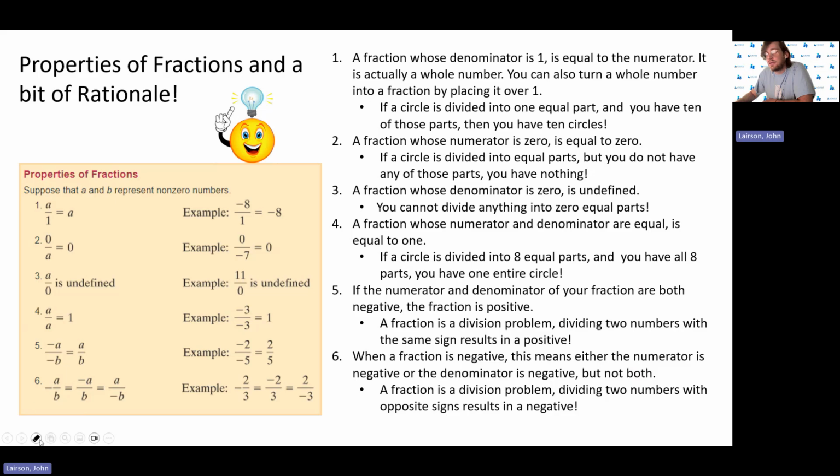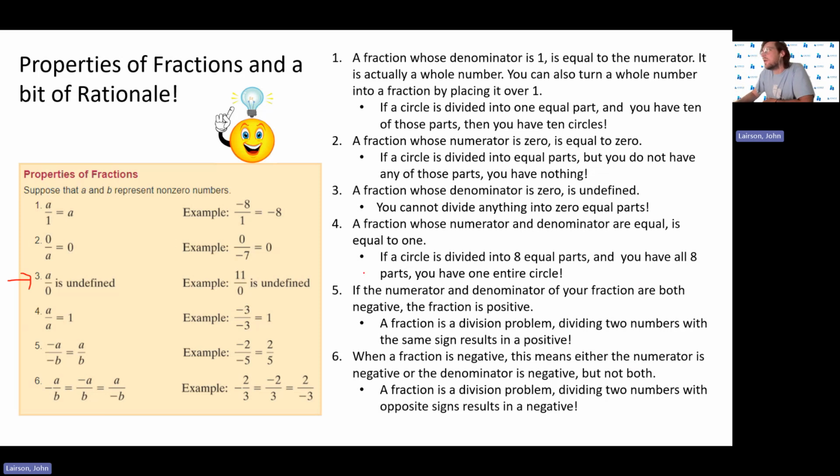A over 0 is undefined, number 3 here. A over 0. You can't divide by 0. It's undefined. What I'll say about it is it's not going to come up in any questions. You're going to be asked to find A over 0 and tell me that it's undefined.